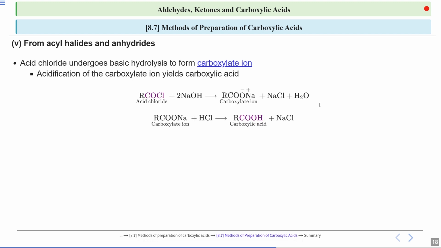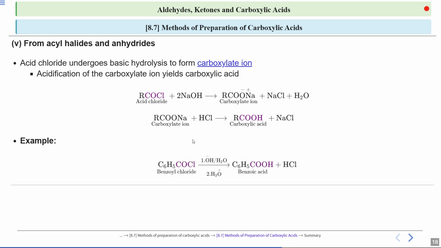If you look at this particular reaction, you have RCOCl, which is acid chloride. When you react it with the base, which is sodium hydroxide, it forms a carboxylate ion, that is RCOO minus Na plus, along with the byproducts, which are NaCl and water. And when you further add hydrochloric acid, we convert the carboxylate ion into the carboxylic acid, which is RCOOH, and NaCl is released as a side product. So starting from acid chloride, we have a carboxylic acid. The intermediate, using basic hydrolysis, is a carboxylate ion.